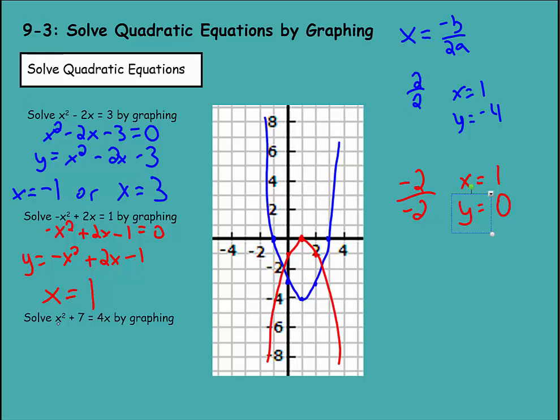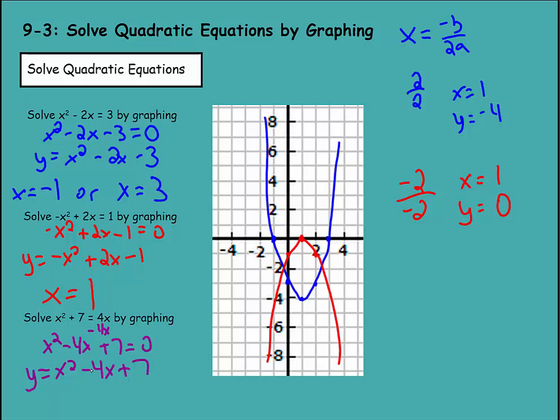Let's solve this last one. X squared plus 7 equals 4x. Let's subtract the 4x from both sides. We have x squared minus 4x plus 7 equaling 0. Replace the 0 with y, so we have y equaling x squared minus 4x plus 7.